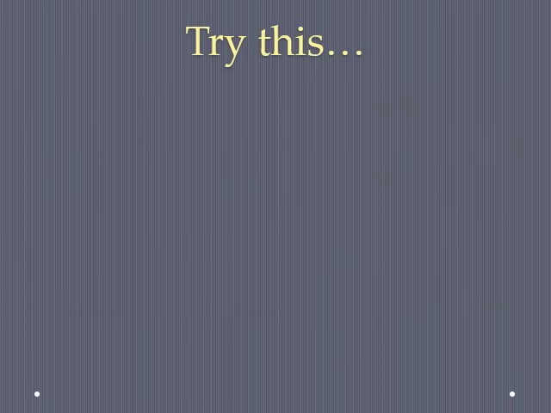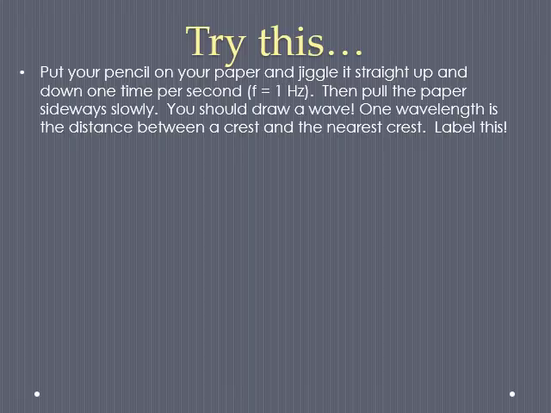The last thing we're going to be doing in this video is trying to figure out what equation is going to determine wavelength. So I'd like to invite you to try a little experiment with me at home. Put your pencil on your paper and start jiggling it straight up and down 1 time per second. So 1 1000, 2 1000, 3 1000, 4 1000. At this point you should have just a line on your paper caused by you jiggling your pencil up and down. Then, if you can, with your other hand, start pulling the paper sideways slowly, and you should be drawing a wave. On this wave that you've drawn, one wavelength is going to be the distance between one crest and the next crest. So if you can figure out what a wavelength is, you could label it.